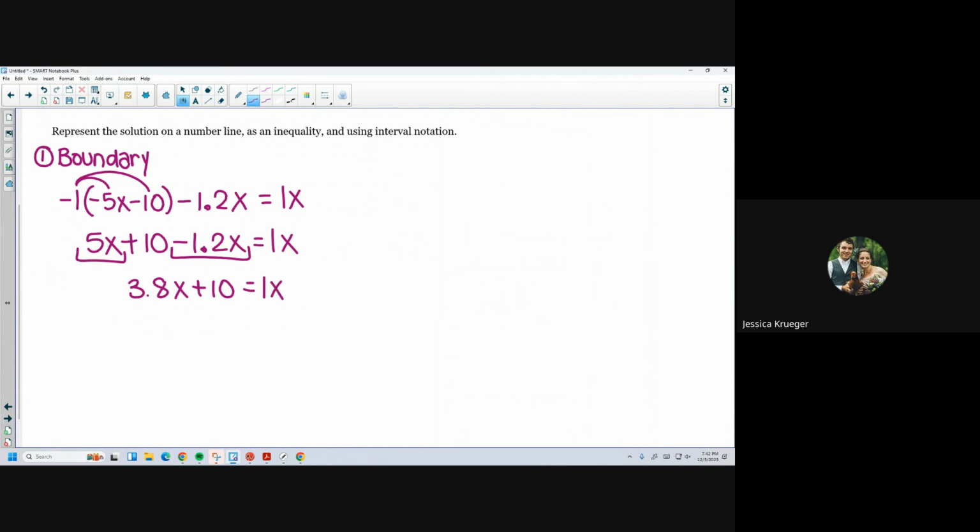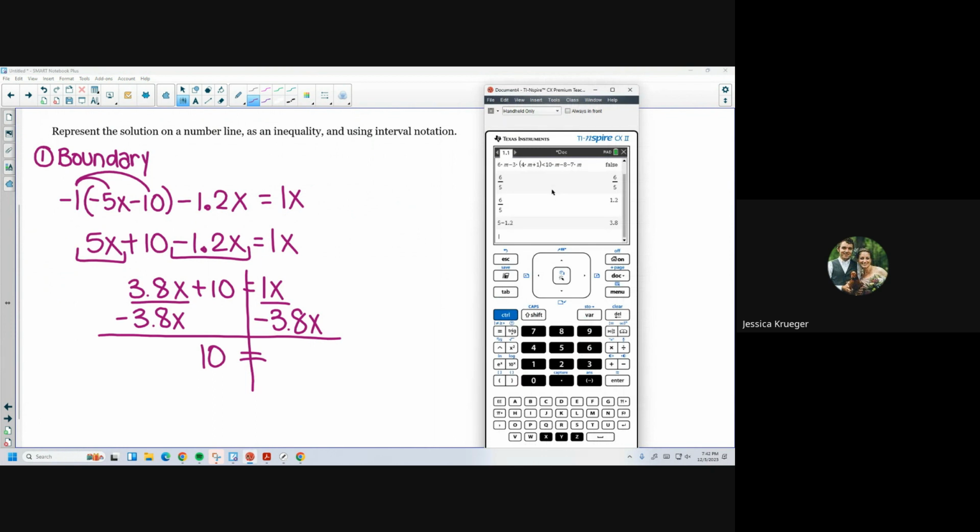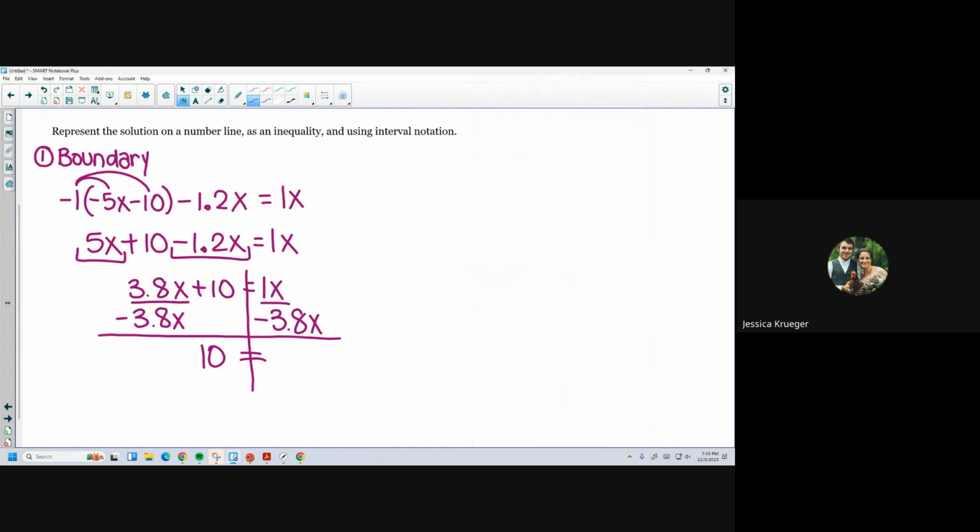Now, if I look at this, I've got x's on this side and this side, so I want to get them to the same side. I'm going to move the 3.8x over with the other x. So I'm going to get 10 equals. Now, don't be afraid to use your calculator. I'm going to do 1 minus 3.8, and I get negative 2.8.